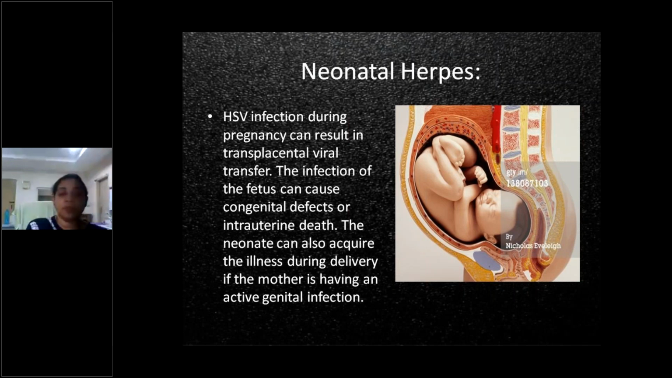Next, neonatal herpes. What is neonatal herpes? Herpes simplex virus infection during pregnancy can result in transplacental viral transfer. The infection of the fetus can cause congenital defects or intrauterine death. The neonate can also acquire the illness during delivery if the mother has an active genital infection. So if the mother is infected during pregnancy, while giving birth the baby can also acquire the infection.